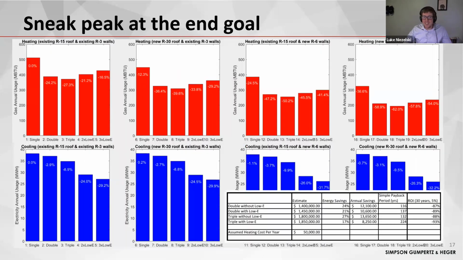A lot's going on this slide. This is a sneak peek at the end goal. How do we evaluate all these options and combinations? Well, we try to get to something that looks like this. It has a lot of information on it, but it's the information that you want and need to determine what option is best for you.